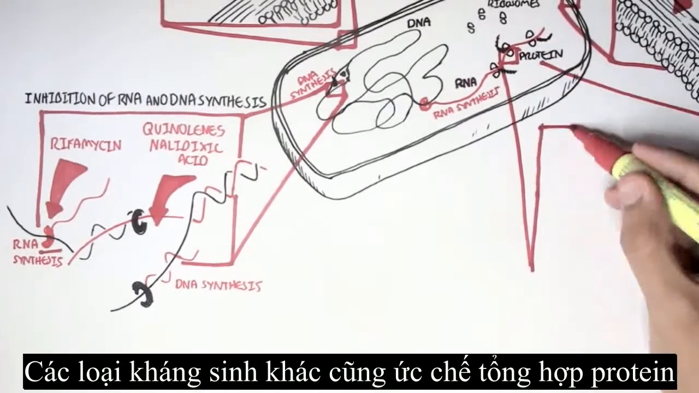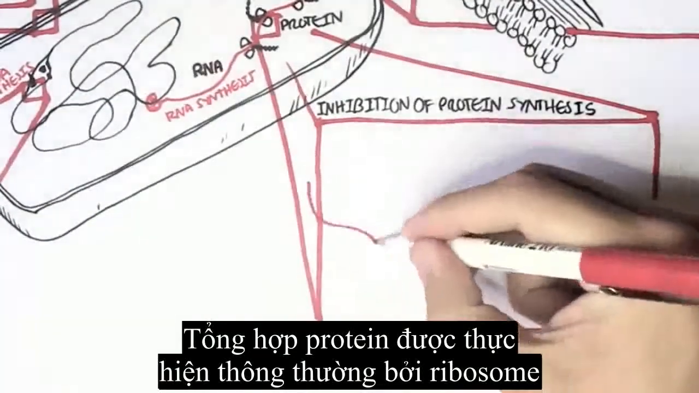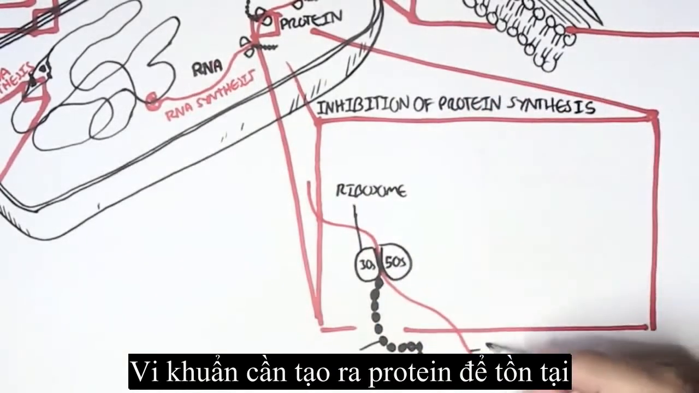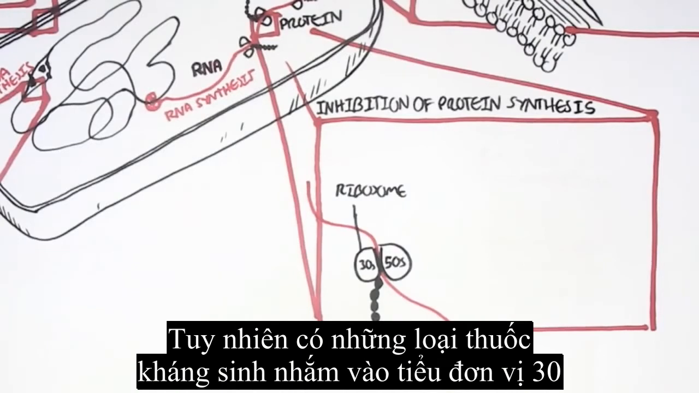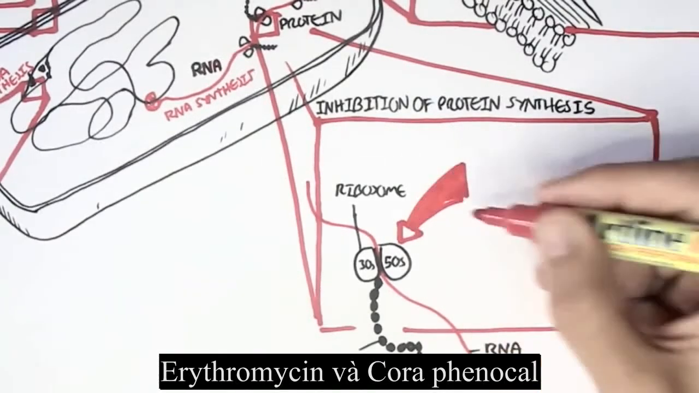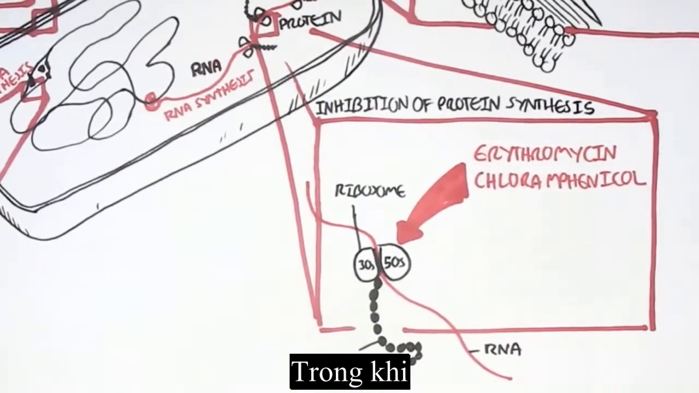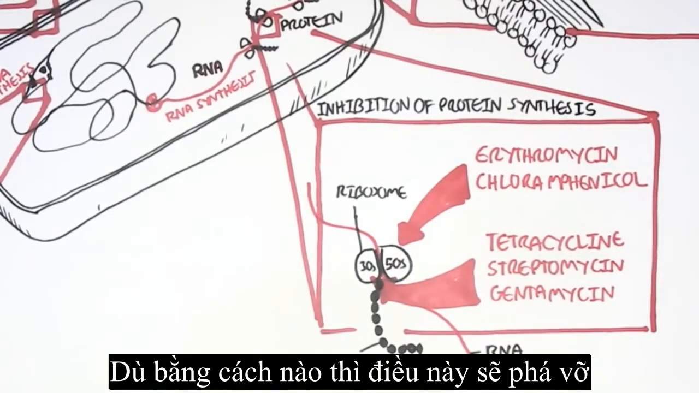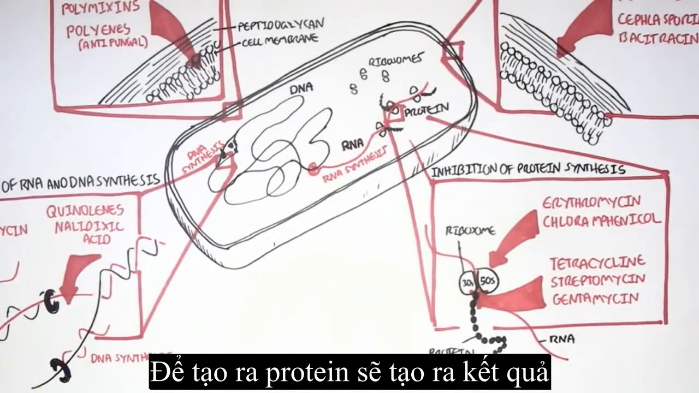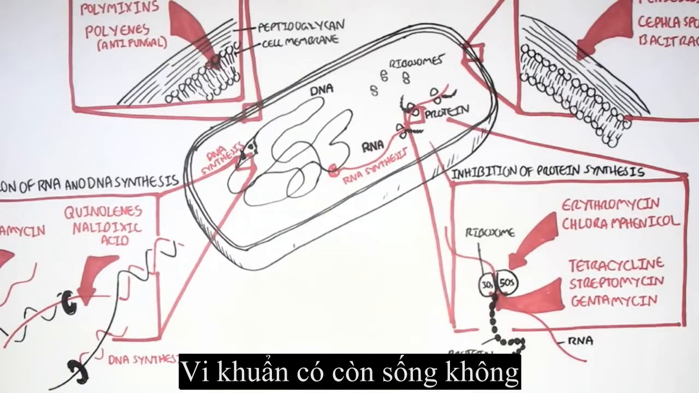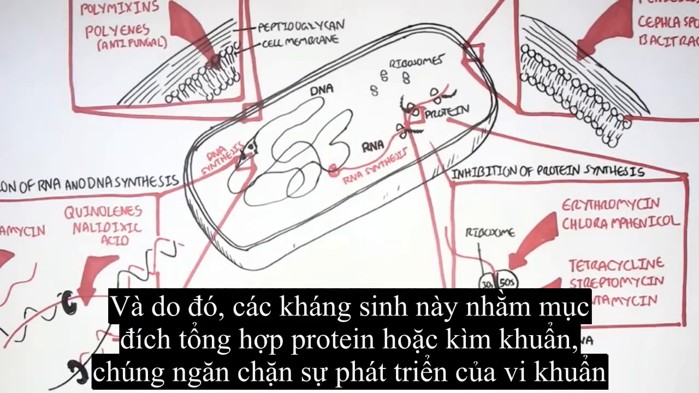Other classes of antibiotics also inhibit protein synthesis itself. Protein synthesis is carried out typically by ribosomes, which translate mRNA into proteins. Bacteria need to make proteins in order to survive. However, there are antibiotics that target either the 30S subunit or the 50S subunit of the ribosomes. Erythromycin and chloramphenicol target the 50S subunit of ribosomes, whereas there are tetracycline, streptomycin, and gentamicin that target the 30S subunit. Either way, this will disrupt the ribosomes from making proteins, which will result in the bacteria obviously unable to make proteins, so the bacteria is pretty much useless. Thus, the bacteria can still be alive, but it just is unable to make anything. And so, these antibiotics that target protein synthesis are bacteriostatic. They prevent bacterial growth.